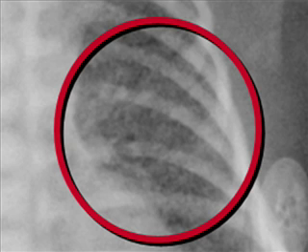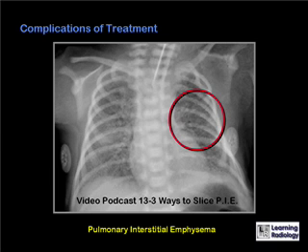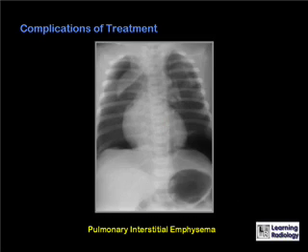This is an example of pulmonary interstitial emphysema. You can see very small bubbles of air in the interstitium of the lung in this close-up. Video podcast 13, 3 ways to slice PIE, covers pulmonary interstitial emphysema.